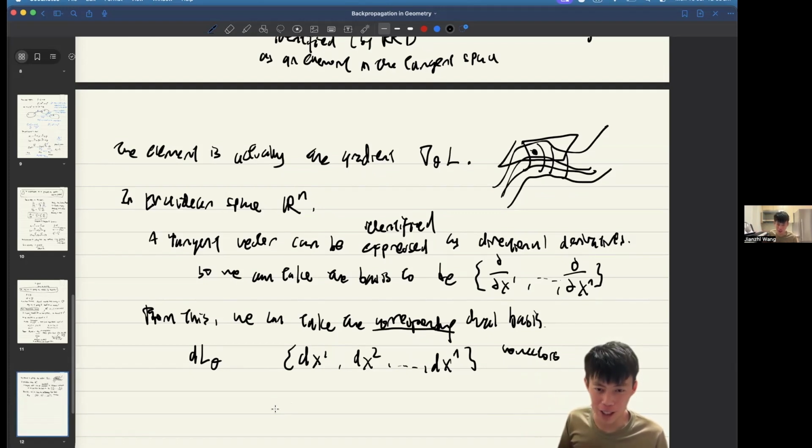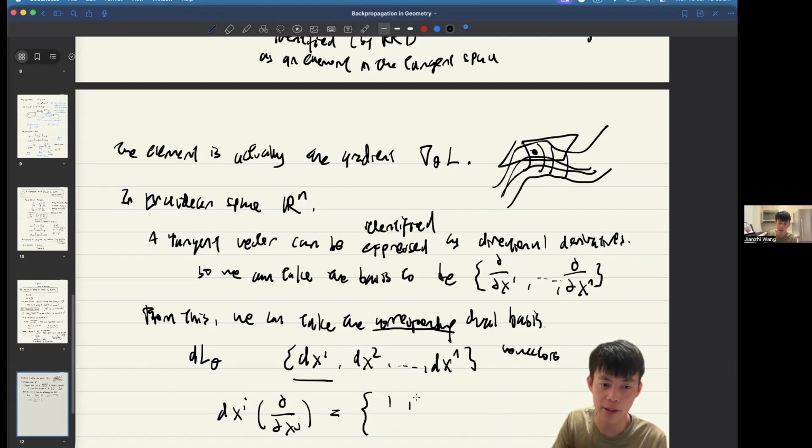By corresponding basis, what it means is that for each covector, let's say dx1, it will only give a score of 1 to the corresponding basis vector in the original basis, and it will give a score of 0 to all the others, right? So in mathematical terms, dxi, if you ask it to score the basis partial xj, this will be 1 if i is equal to j and 0 else, right? So it's precisely delta ij.